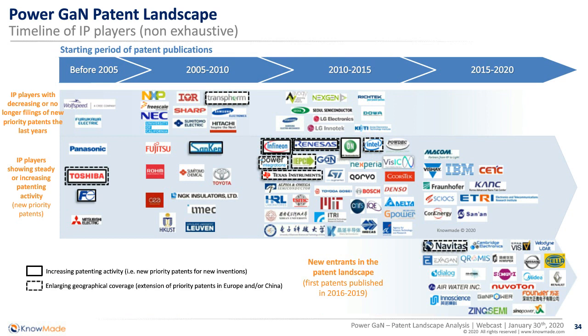Now, this picture represents the entrance periods of main patent assignees in the power GaN patent landscape and their current patenting activity. So at the top, there are the IP players with decreasing or no longer filings of new inventions or new priority patents in the last years. In the middle are the IP players showing steady or increasing patenting activity. I mean, the players still active in terms of new inventions. And at the bottom right, there are the new entrants in the patent landscape. These new entrants have filed patents in 2016 or after.